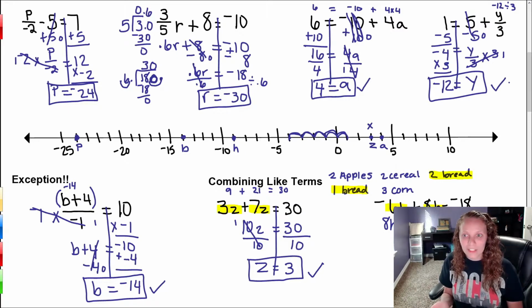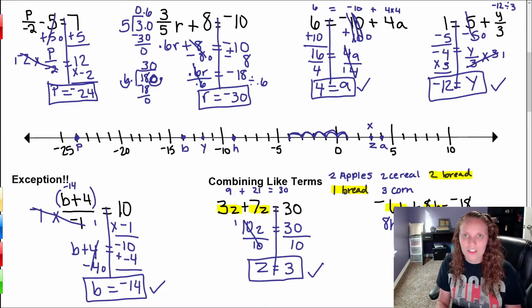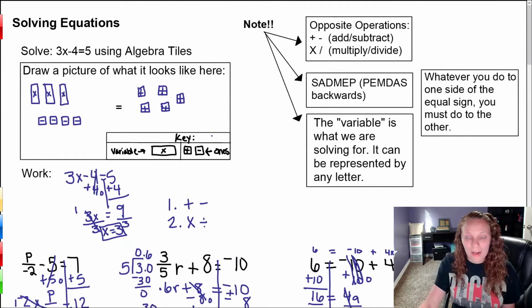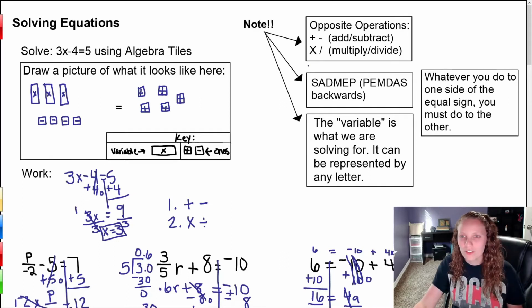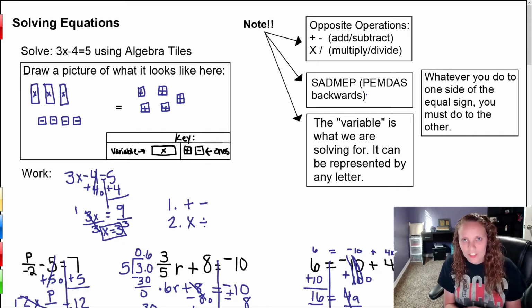Okay guys, we practiced solving equations. Y'all learned today that solving equations has to be the opposite of PEMDAS. We're working it backwards, so either add or subtract first and then multiply or divide. Remember our opposite operations, addition and subtraction, multiply and divide. And then when we're solving, I like to draw the line at the equal sign because that helps us know whatever we do to one side, we have to do to the other.